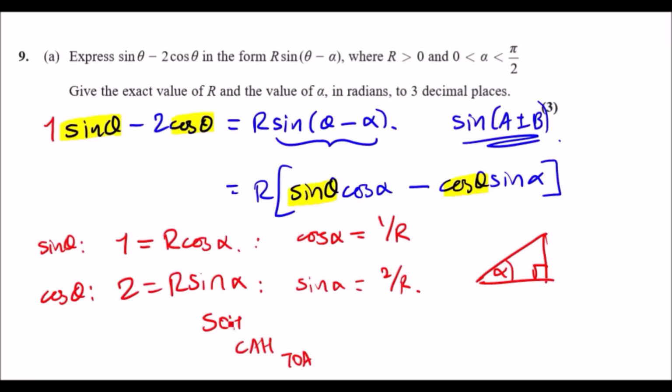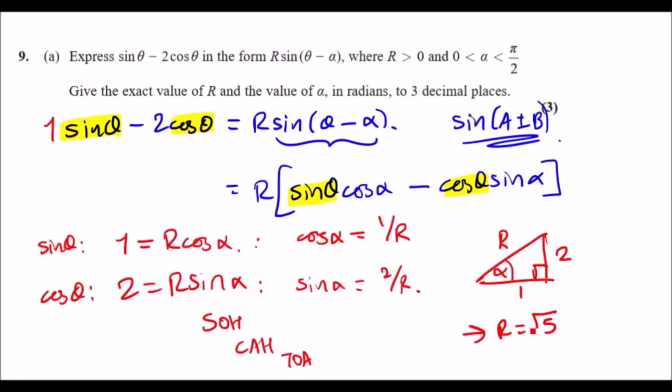The equation is going to be sine alpha equals opposite over hypotenuse. So opposite is 2, hypotenuse is r. So here's the opposite, the angle, and here's the hypotenuse. And of course for cos it would be adjacent over hypotenuse, so it would be 1 over r. Okay, now to work out r, you just use Pythagoras. So we would say 1 squared plus 2 squared must equal r squared. And then if you square root that, you'll get r equals root 5.